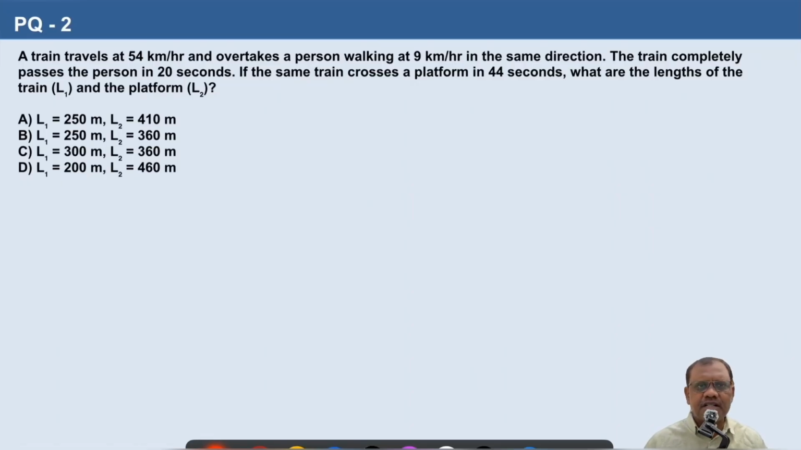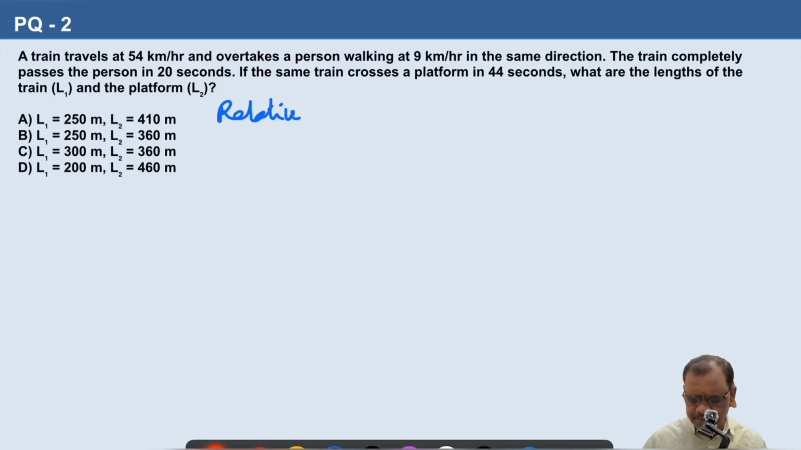So here the speed of the train is given as 54 kilometers per hour, and it is overtaking a person walking in the same direction at a speed of 9 kilometers per hour. So the train and the person, both of them are traveling in the same direction. So their relative speed we have to find out. Relative speed will be the difference of the speeds.